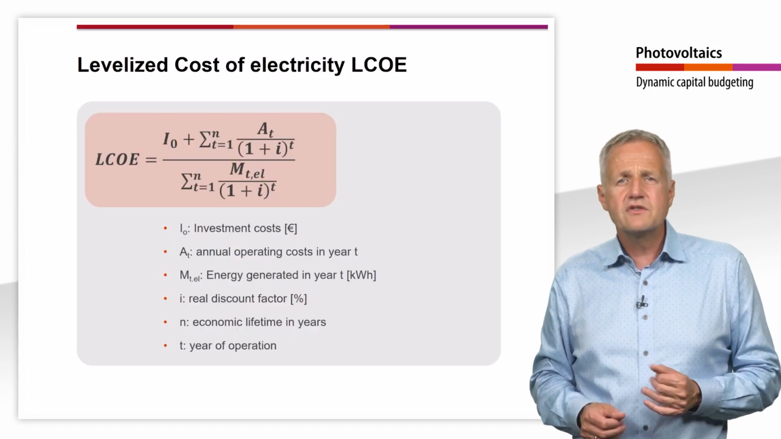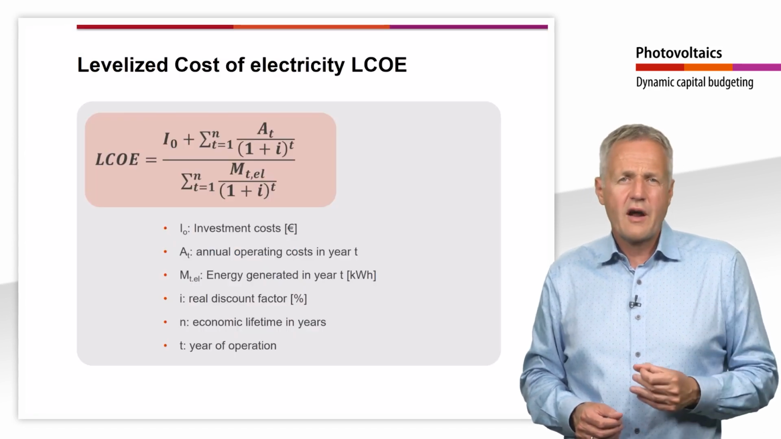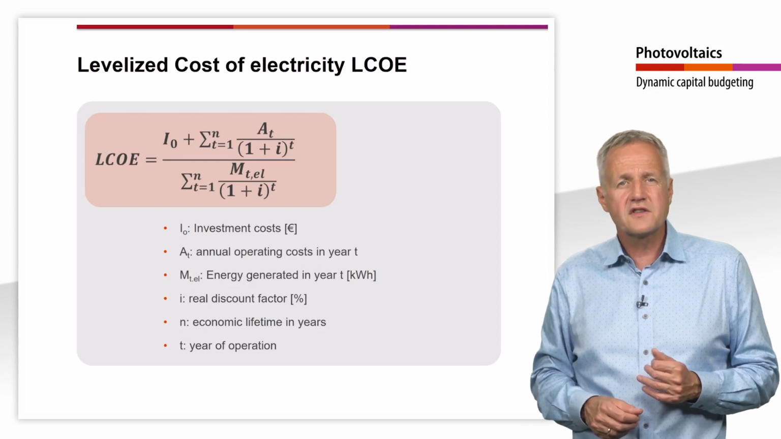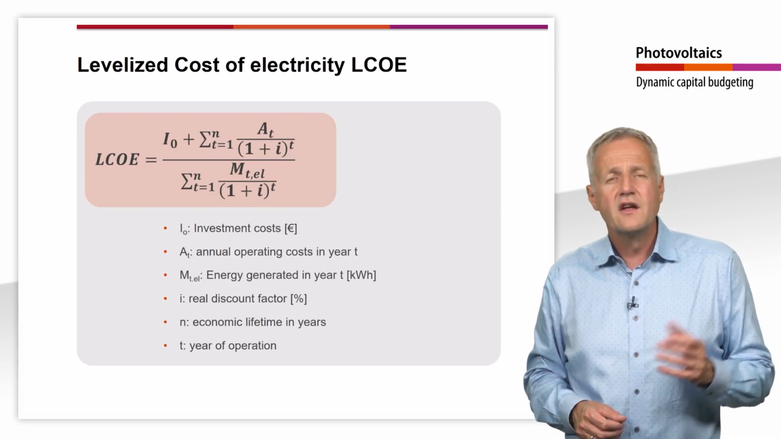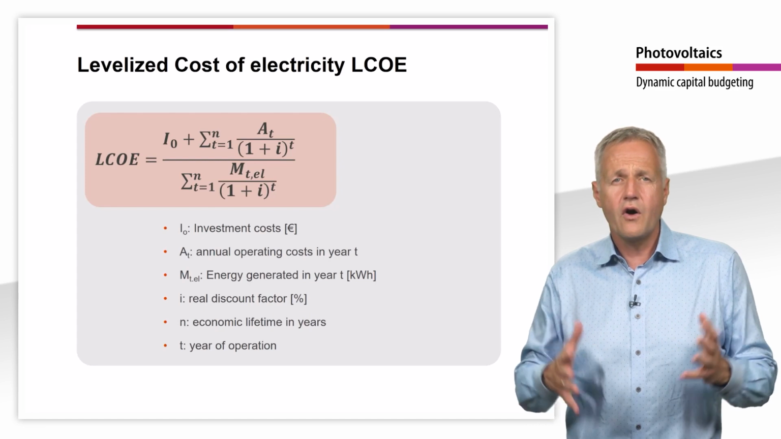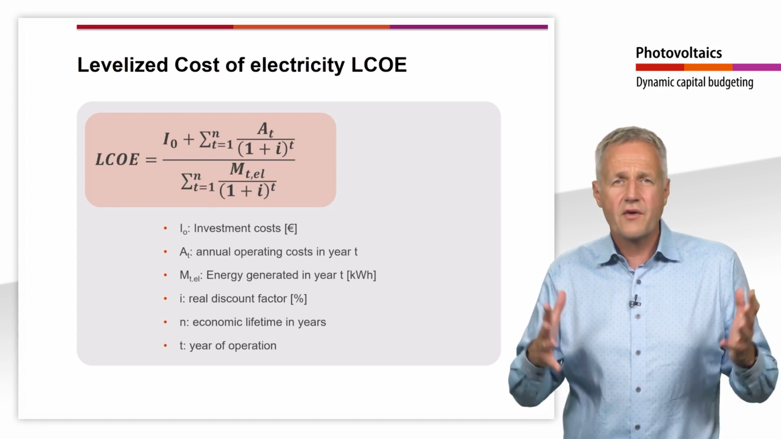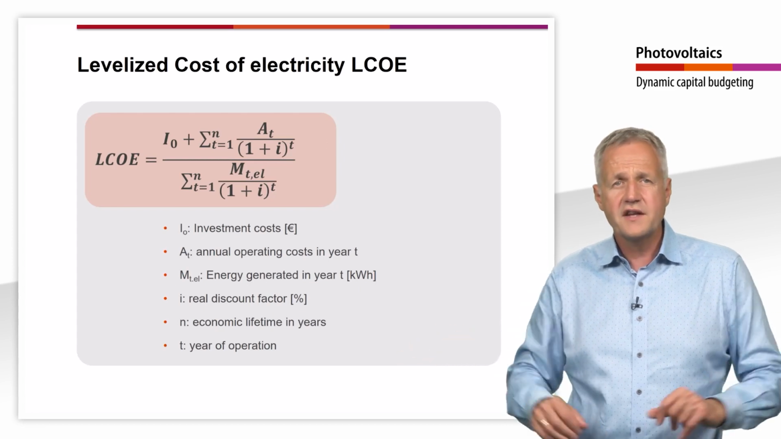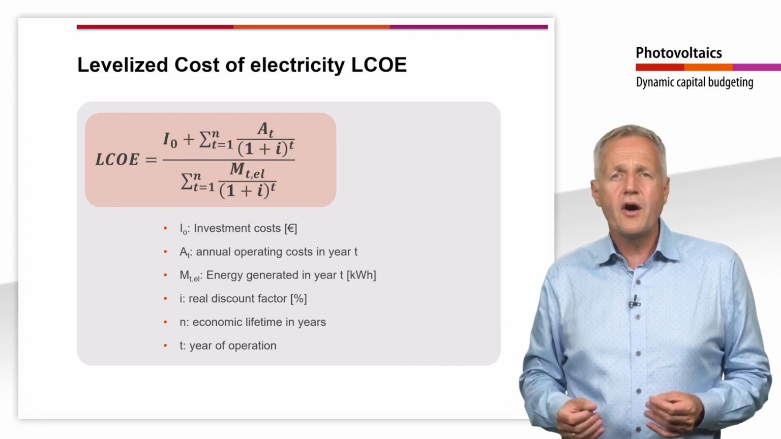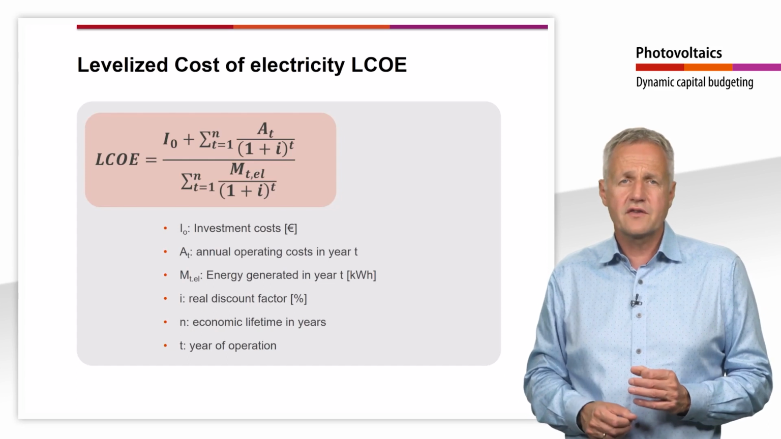Finally, I would like to introduce you to a parameter that is frequently used in the context of energy production plants, the levelized cost of electricity, or LCOE. The LCOE specifies the costs that arise over the entire lifetime of a plant in relation to the total amount of produced energy in kilowatt hours.